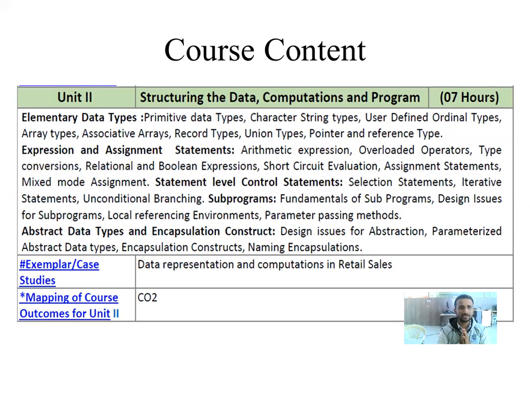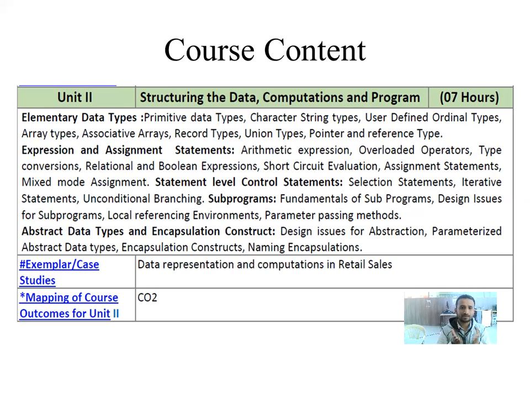Then we have unit number 2, that is structuring the data, computation and program. With the help of this second unit, we are going to discuss different topics, and to discuss these topics we have been allocated 7 hours of time span. With the help of these 7 hours, we have to complete all the topics mentioned in this slide. To complete this unit, we are going to discuss the elementary data types.